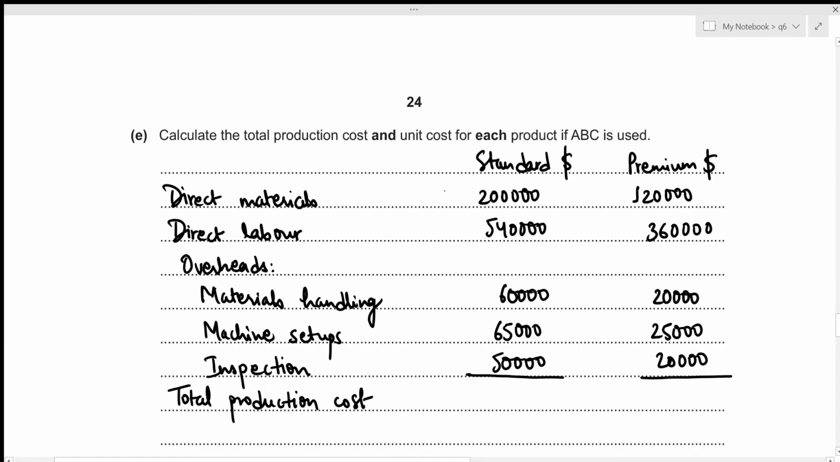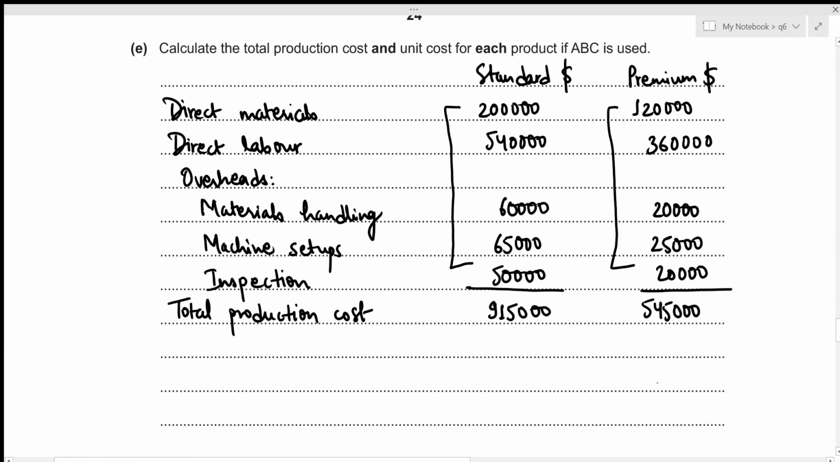For standard, that's going to be the sum of these 5 items. So that's 200,000 plus 540,000 plus 60,000 plus 65,000 plus 50,000, which results in the value of 915,000. And for premium, that's going to be the sum of these 5 amounts. So that's 120,000 plus 360,000 plus 20,000 plus 25,000 plus 20,000, which results in the value of 545,000. Okay, and we are also told to figure out our unit cost for each product.